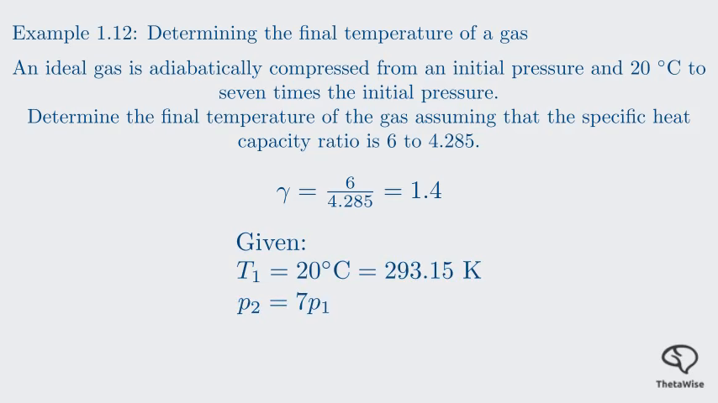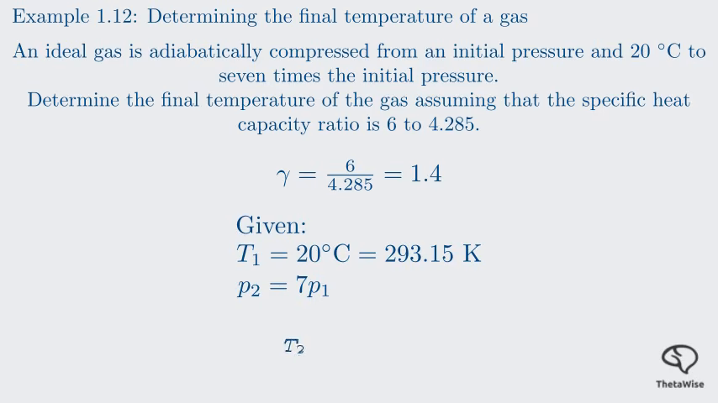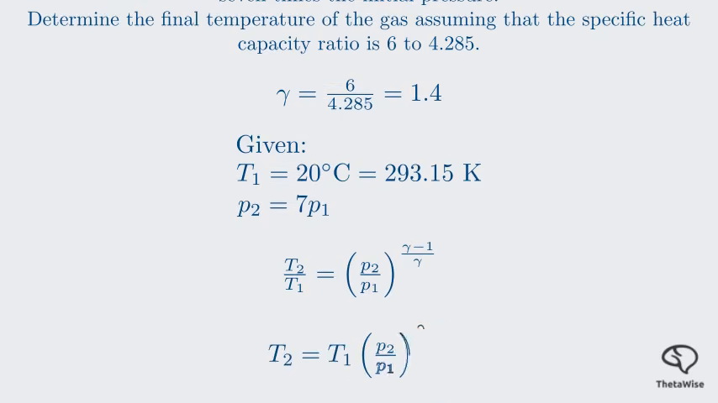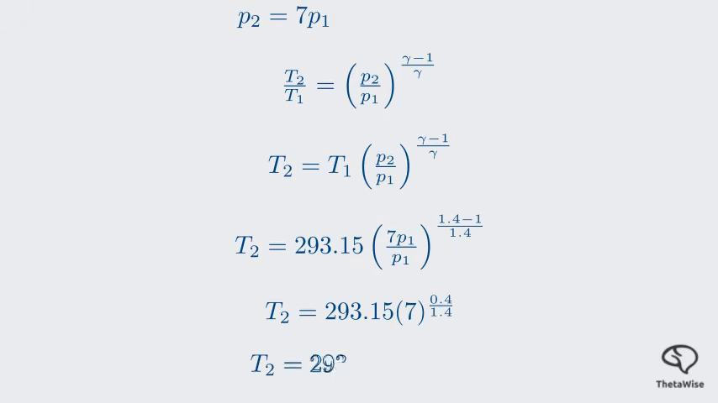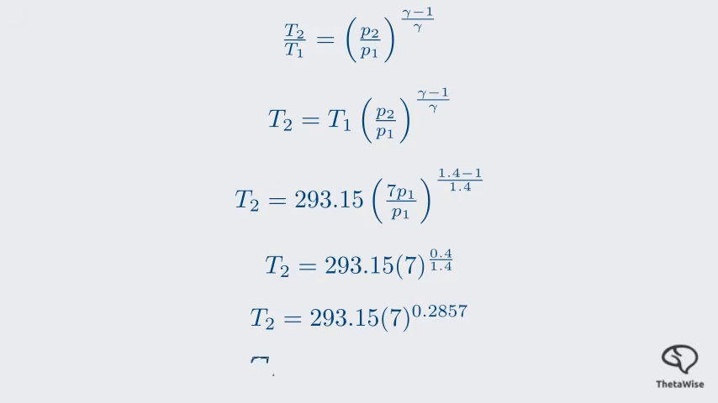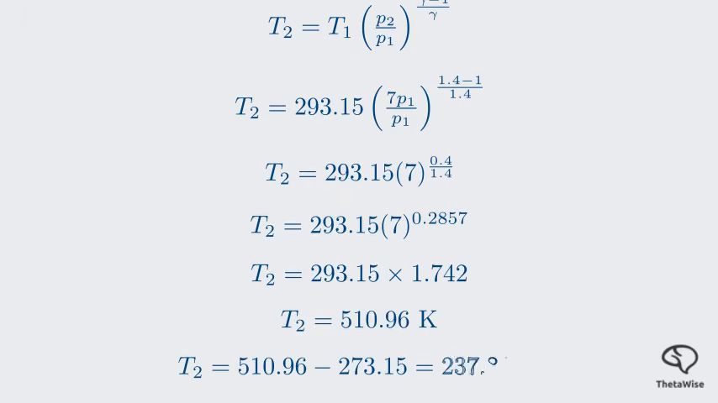We'll use the state relationship connecting temperature and pressure. The formula is T2 over T1 equals (P2 over P1) raised to the power of (gamma minus 1) over gamma. Substituting the values, we get T2 equals 293.15 times 7, raised to the power of (1.4 minus 1) over 1.4. This simplifies to 293.15 times 7 to the power of 0.2857. Calculating this gives us 510.96 Kelvin. Converting to Celsius, we get 237.81 degrees Celsius, which matches the textbook's answer.